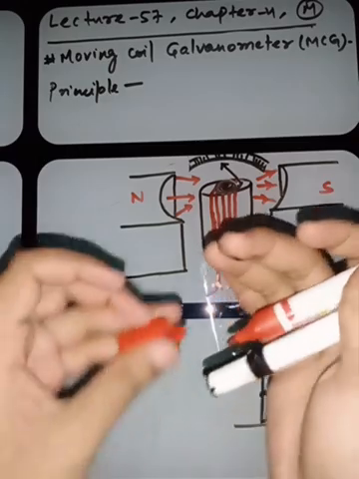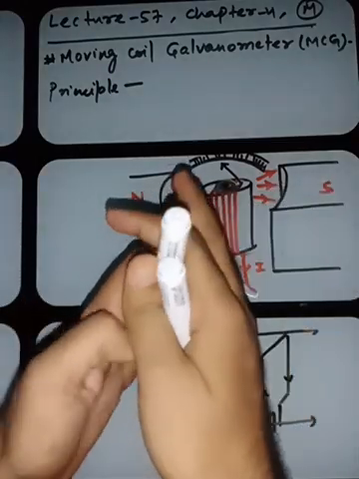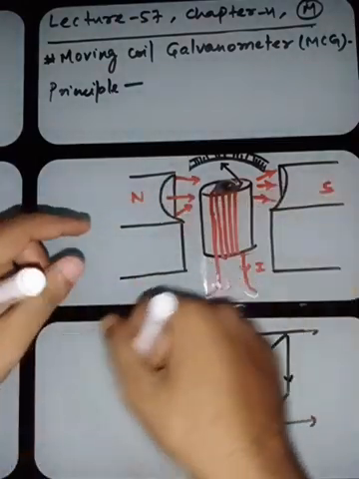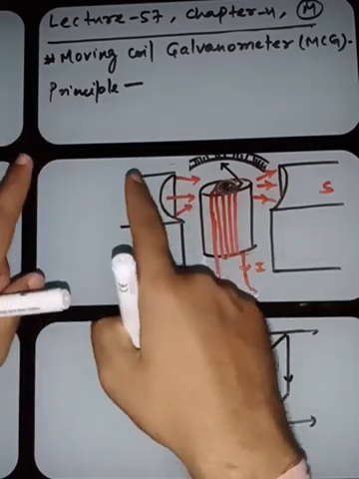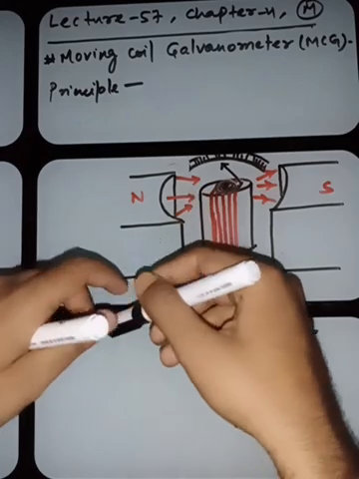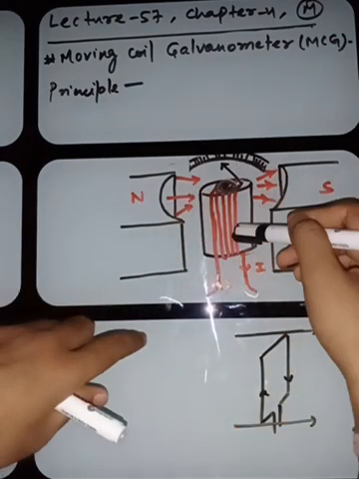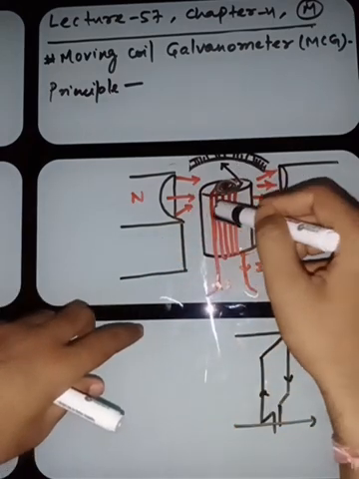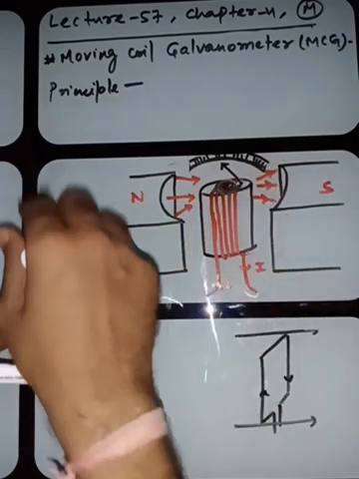Now, the principle of the moving coil galvanometer is the torque experienced. This is the pointer, remember, this is the coil, this is the soft iron core. You can write everything in the legend.